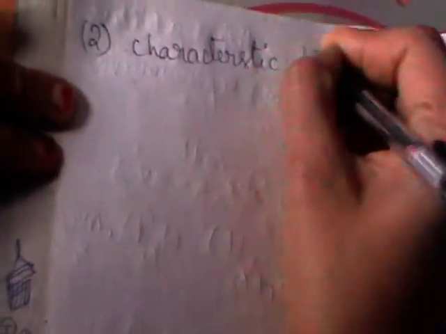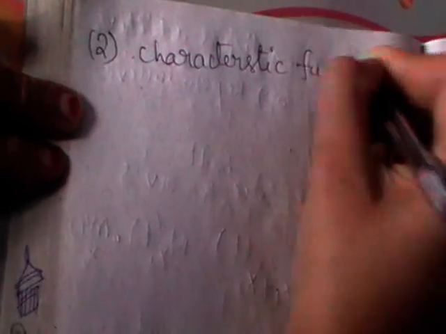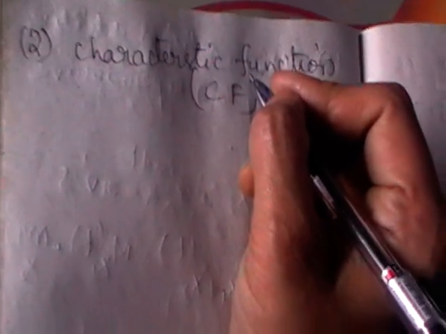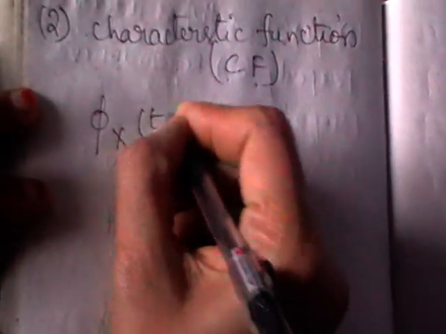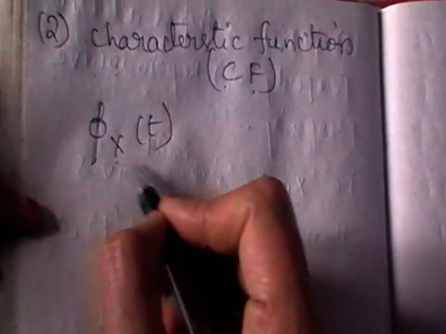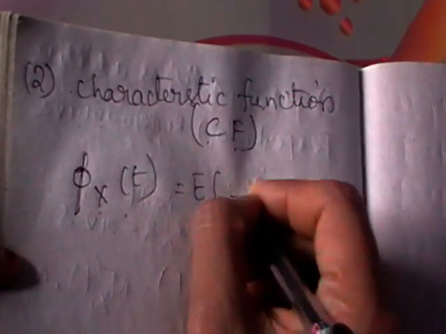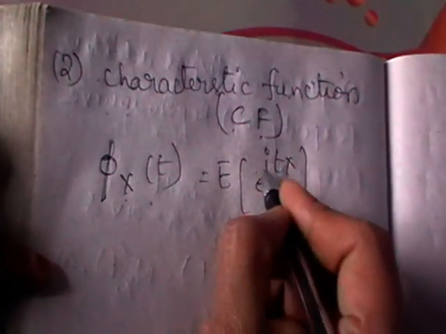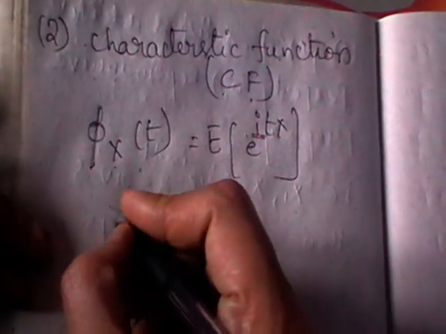After discussing the moment generating function, the second generating function we are going to discuss is the characteristic function, which we indicate with CF. Moment generating function is denoted with MGF, and characteristic function is denoted with CF. If you take any random variable x, the moment generating function is indicated with MX(t). The characteristic function is indicated with phi X(t), which is defined as expectation of e power itx, where i is the imaginary number.